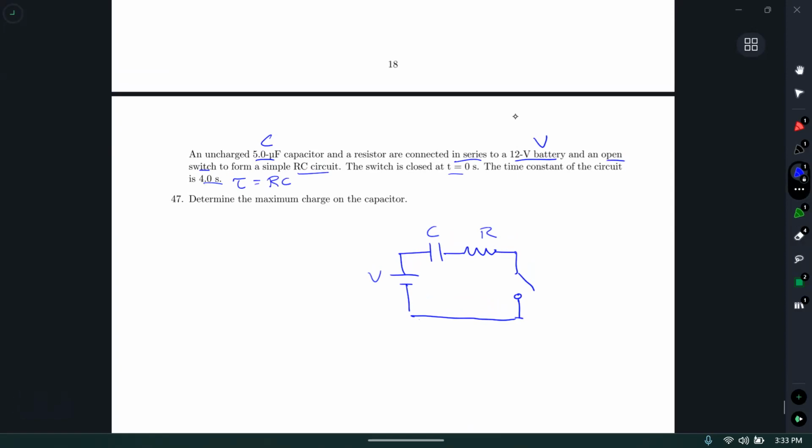I don't know if that's helpful. It's just something I know. Determine the maximum charge on the capacitor. So it's asking for something about charge.